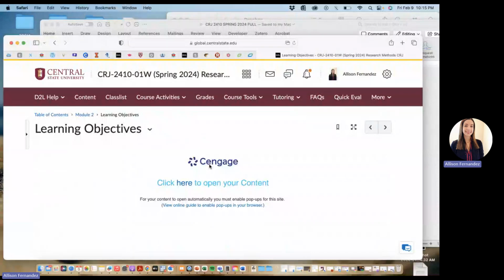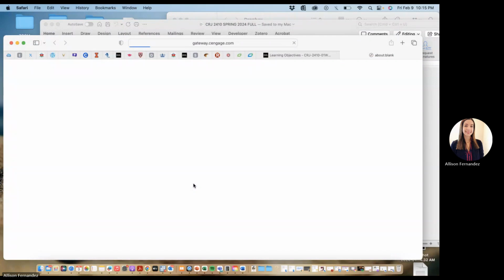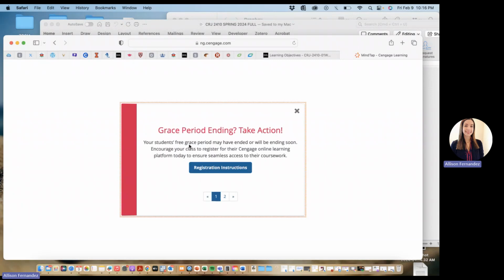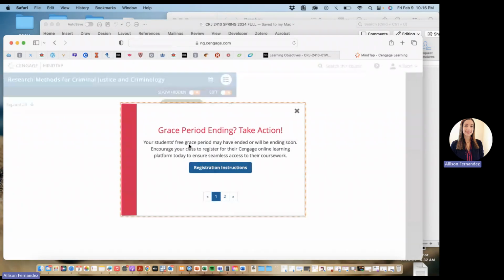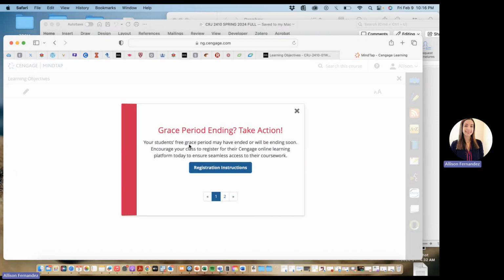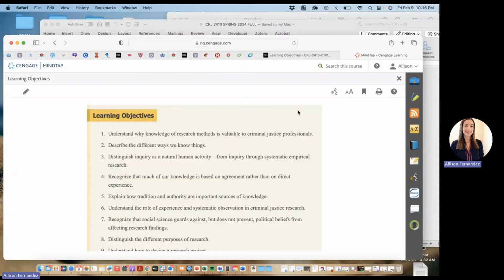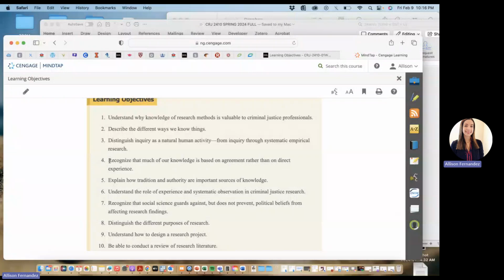So first of all, to start thinking about research methods, you have to ask yourself, how do we know what we know? And of course, a lot of what we know is from everyday living, and that's called direct experience. So we know what we know through direct experience, and we also know based on an agreement. So the learning objective for chapter 1 here is what I'm talking about. So you either know it just because you know it, which is called direct experience, or you're just agreeing on it.